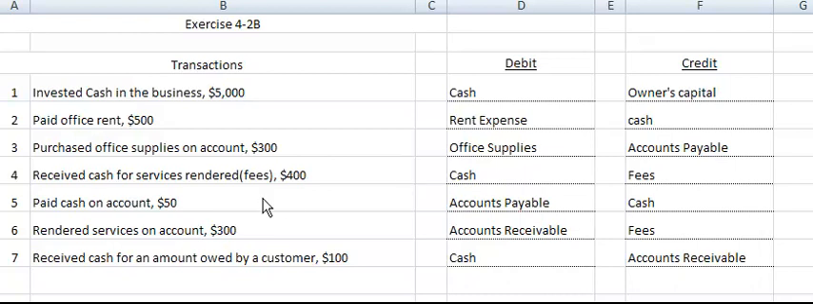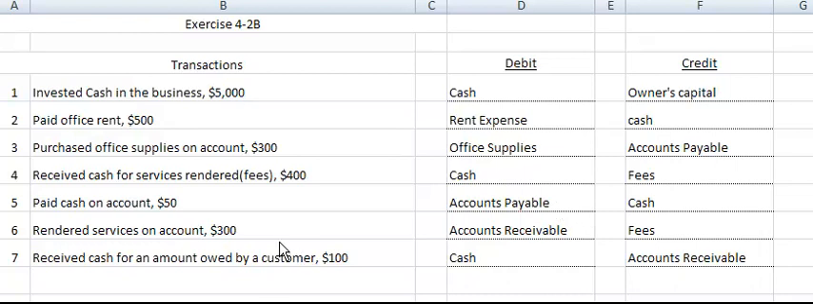Paid cash on account. Well, if I paid cash on account, that means I'm paying out cash. So cash is going to be my credit, but my debit is going to be accounts payable because I owed them some money, but now I'm paying them, so I need to decrease my accounts payable, showing that I don't owe them as much as I used to.